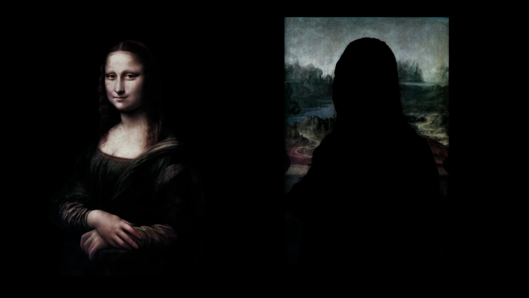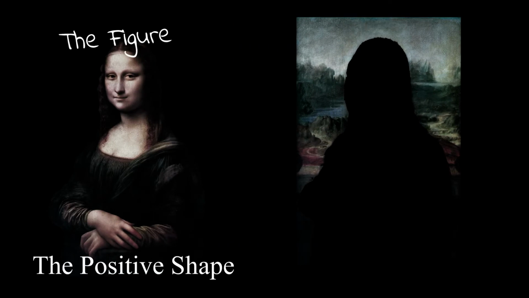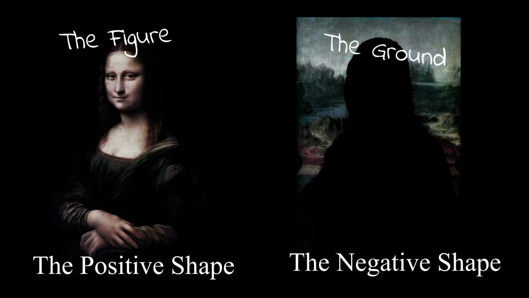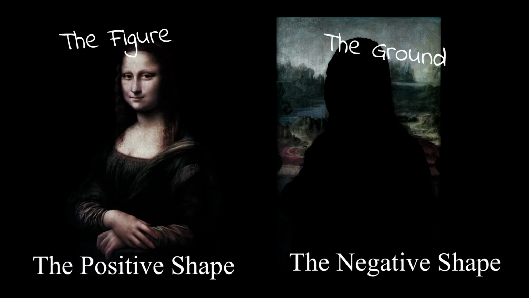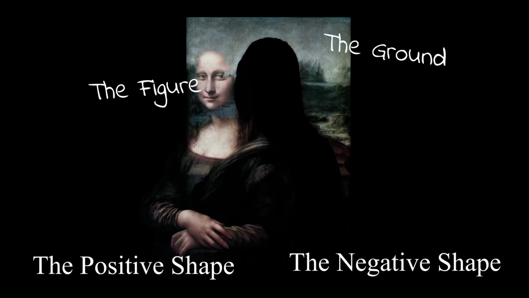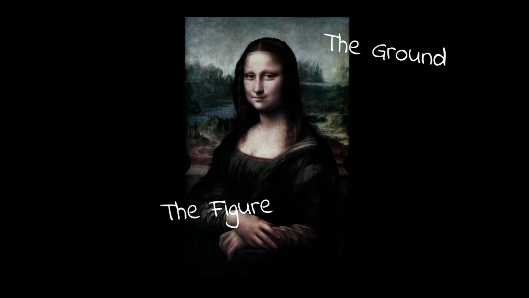If you were to cut out the background, you would have two shapes. This is the figure shape, the positive shape, the most dominant shape in the composition. And this shape, the negative shape, can be considered the background. The figure-ground relationship is fundamental to human perception and a primary element in design.